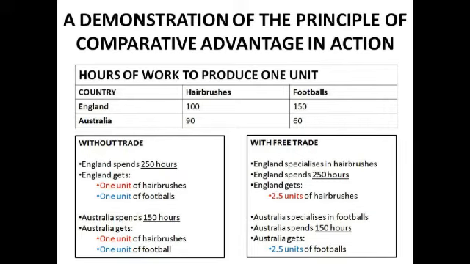So between them they've produced 2.5 units of hairbrushes and 2.5 units of footballs, rather than 2 units of hairbrushes and 2 units of footballs, and that's in the same time. So provided that they do trade, it is beneficial for both countries to specialise in one of the 2. It's important to note that we are making some assumptions here, but we're going to come on to that later.